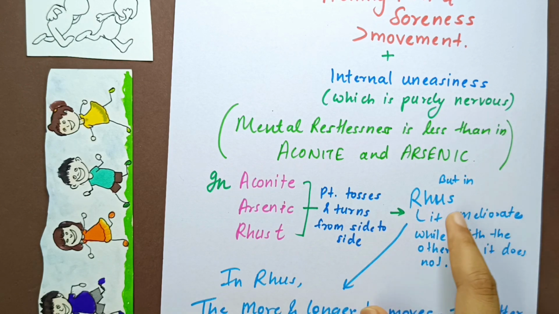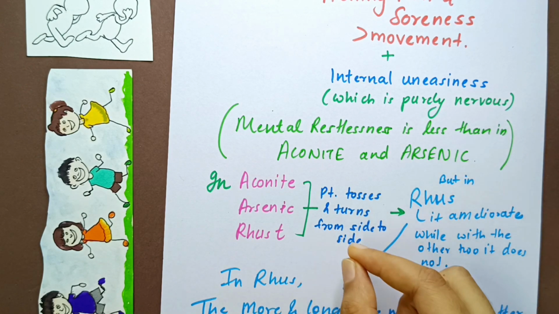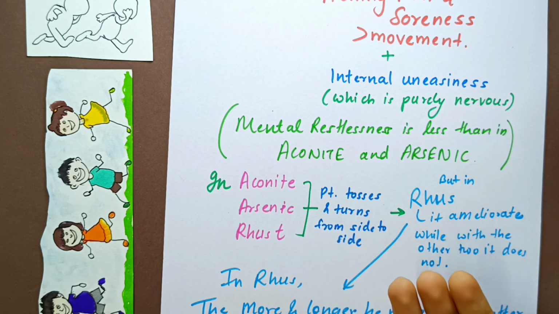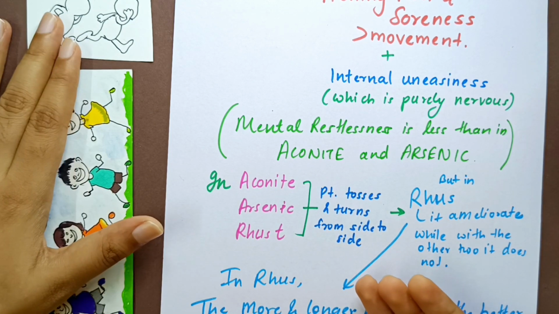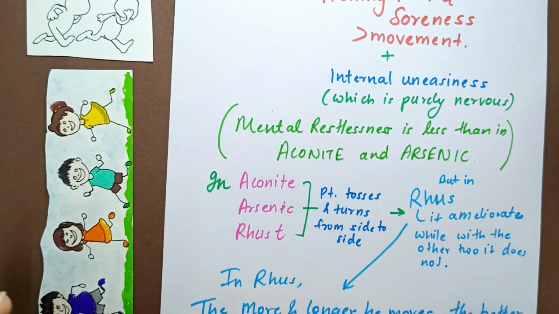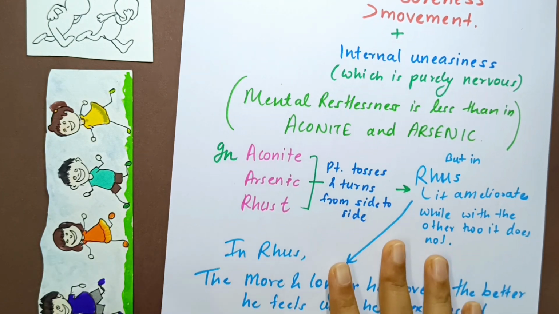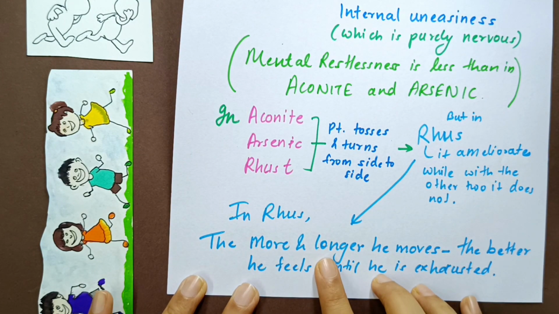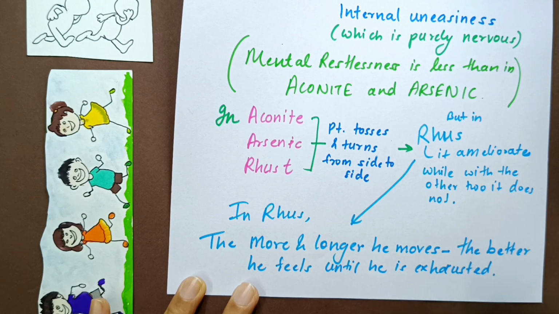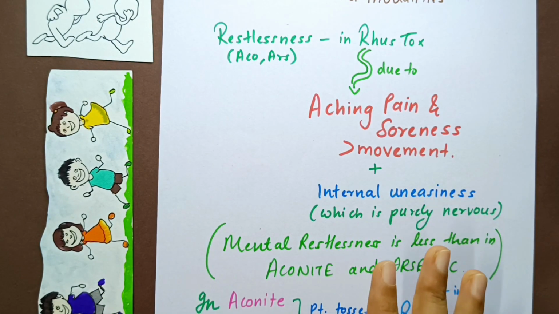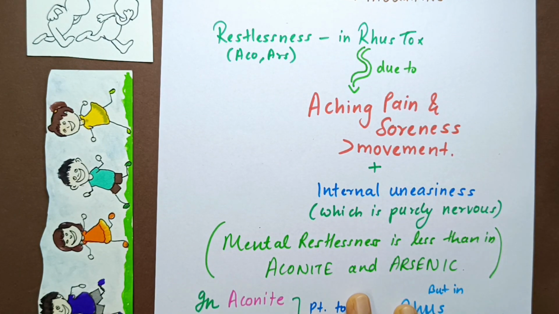But what is different in Rhus Tox is that this restlessness, this movement will ameliorate them, while in the other two it won't ameliorate. In Rhus Tox, the more and longer he moves, the better he feels until he is exhausted. So that's what we've learnt about the restlessness until now.